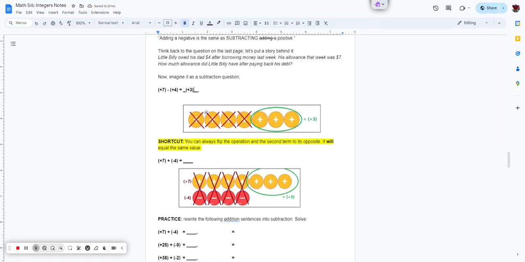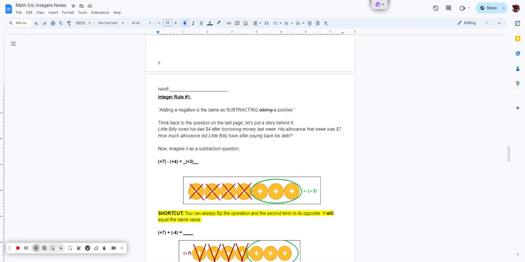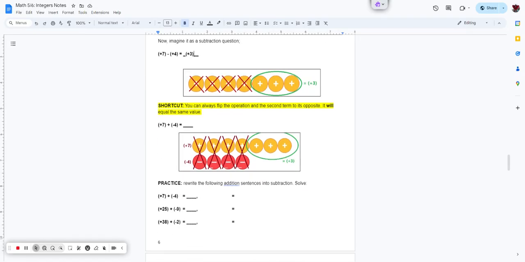And we can even show that using integer chips. Here's your 7 in total. That's my $7 allowance, or little Billy's $7 allowance. And then we have to lose 4 of it, paying back dad. What do you have left over? Well, little Billy's got 3 loonies in his pocket, $3. Cool. But the integer rule says that adding a negative is the same as subtracting a positive, and vice versa. So here, we're subtracting a positive. Let's turn that into adding a negative.